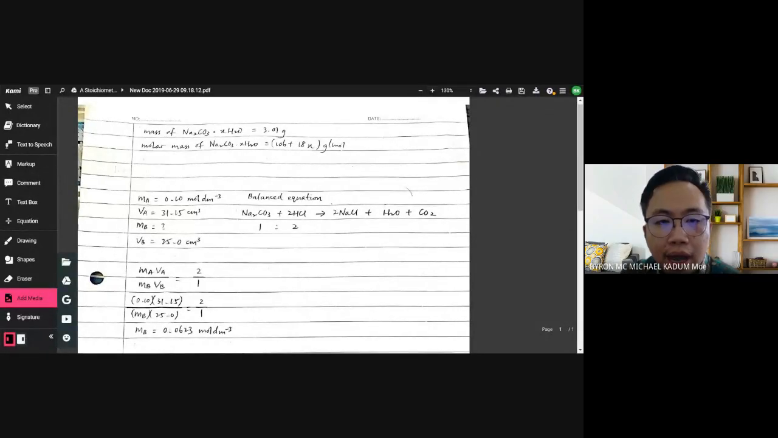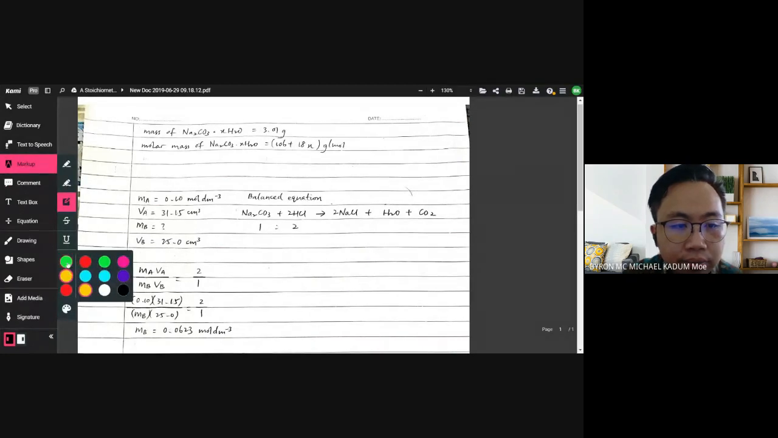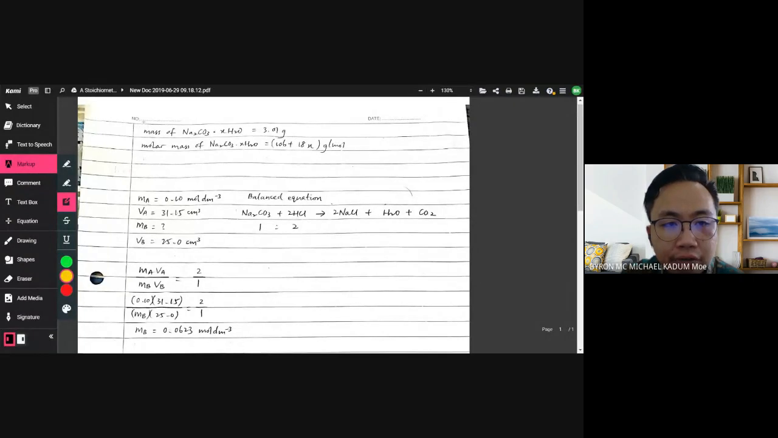Okay, so what happened over here now is you have your mass of the partly effloresced washing soda. Write it down first. And then the molar mass of this is like this. There is 18X here, so we include that in the molar mass. The dot here does not mean we multiply. They're just part of the crystallization. So this is how you're going to do it.